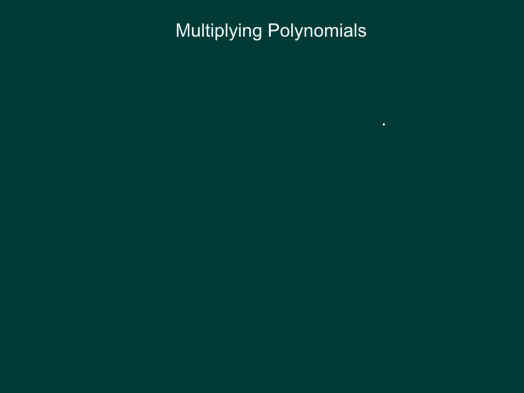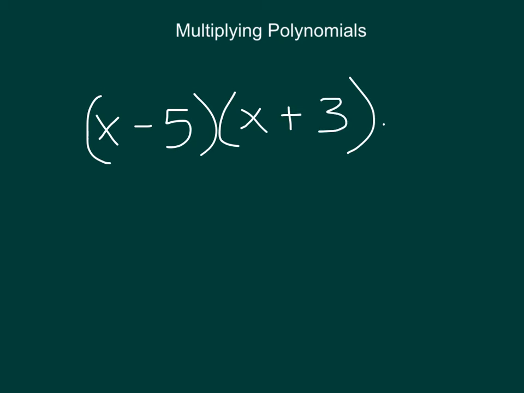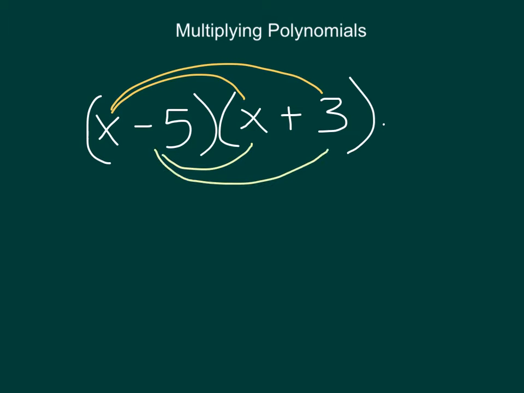Let's do one more together before you do one on your own. This one is going to have a negative in it. So we're going to have x minus 5 times x plus 3. So we've got to distribute the x to both terms. And then you've got to distribute this negative 5 to both terms. Be careful with that. We know how fun negatives are.